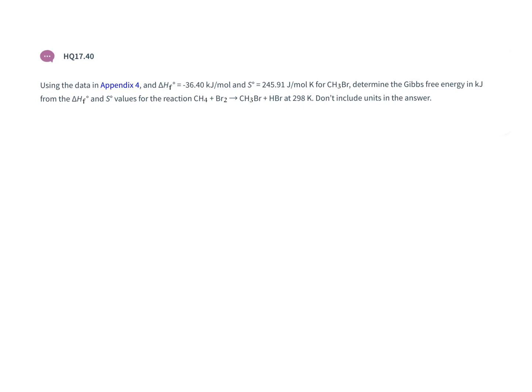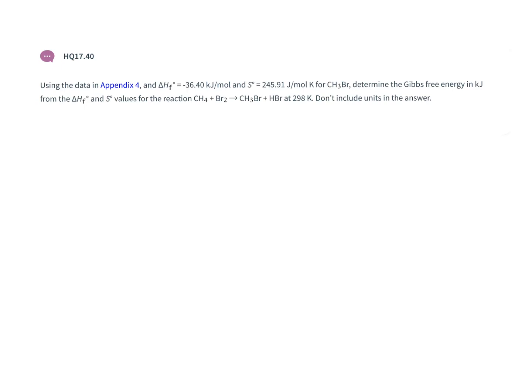So for question 17.40, we actually have a little bit of work to do before we can start this question. We're asked to look up some information in Appendix 4, which basically provides delta H and entropy values for the different reagents in this reaction. And then we're asked to find the delta G, the Gibbs free energy, for the overall reaction. So our reaction is methane reacting with bromine to produce methyl bromide and HBr at 298 Kelvin.